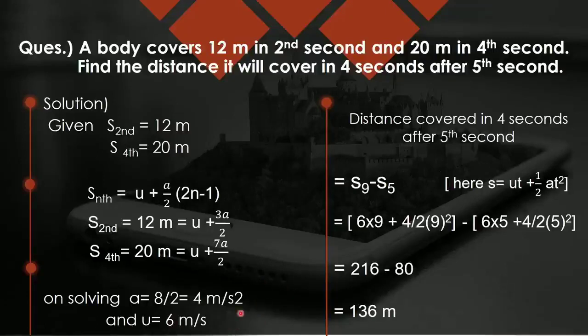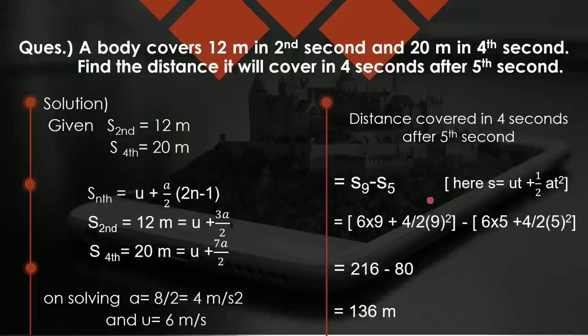Now you have to find distance covered in 4 seconds, after the fifth second. So you have to find the total distance covered in 9 seconds minus distance covered in 5 seconds. So for that you will be using the second equation of motion, which is s equals ut plus half at square. U and a are known to you.